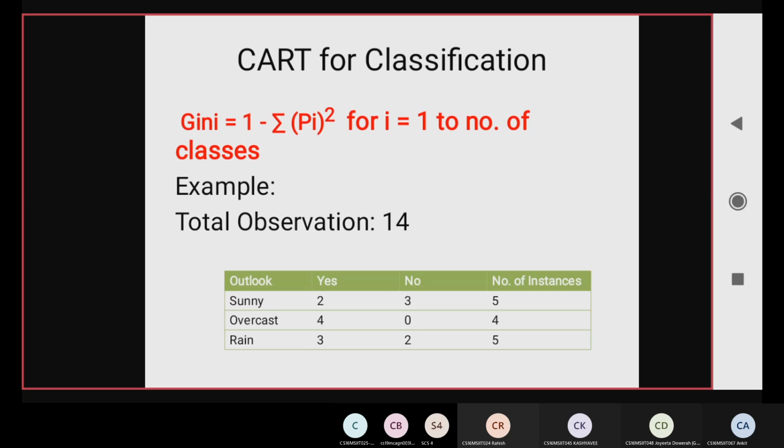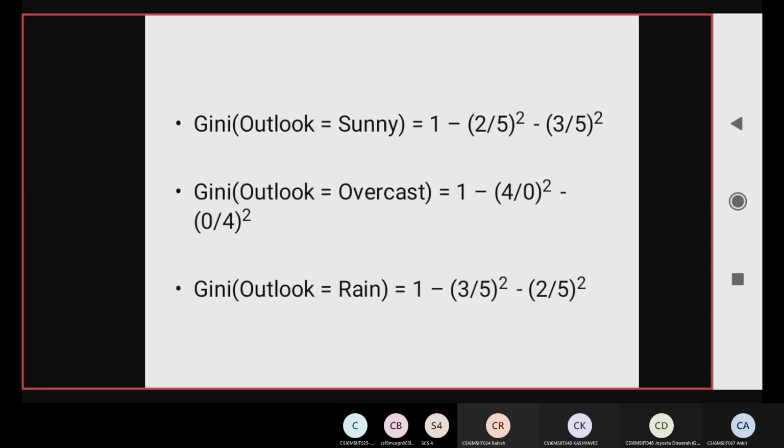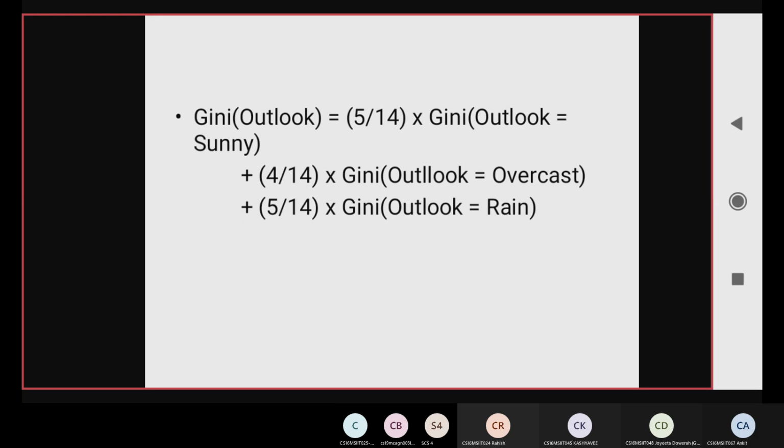Okay. See, the same thing I have done here. I have taken the summation, that means the total: 2 by 5 squared minus 2 by 5 squared. We will find the value. After that, we will find the value of the complete outlook. That will be the total observation divided by the total observation with the number of instances. Okay, so please calculate this. You will get one value.